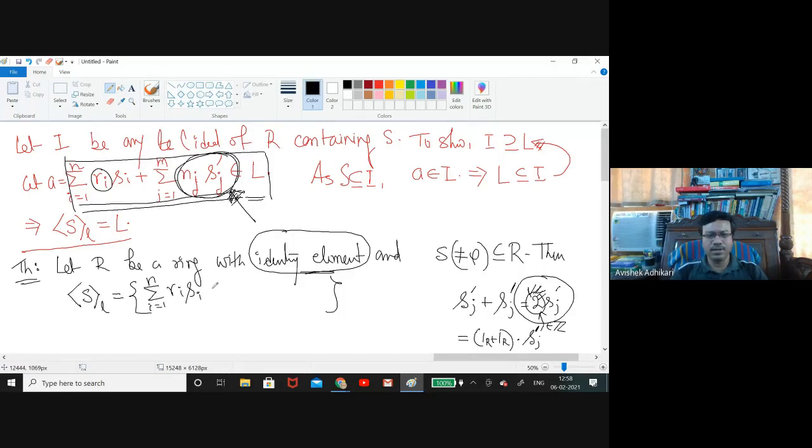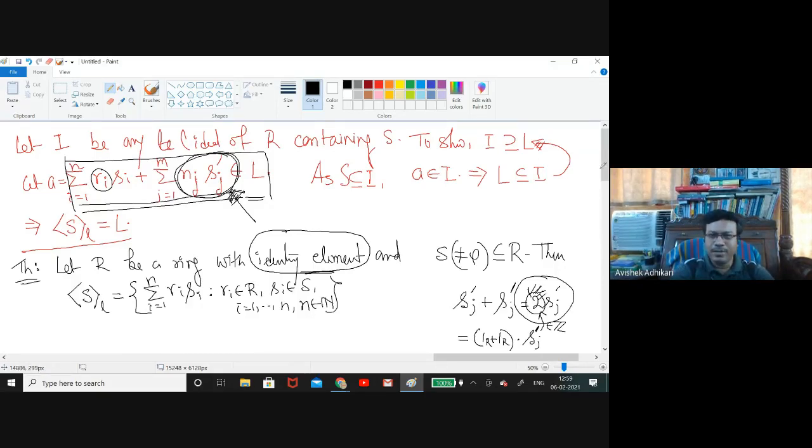Such that, as usual, R i belongs to R, S i belongs to S, i equal to 1 to n, and n varies. Okay, quite simplified. So now you can understand a ring with one and without one has a lot of difference. It gives you a kind of extra advantage because it gives you quite a simpler form of this R.